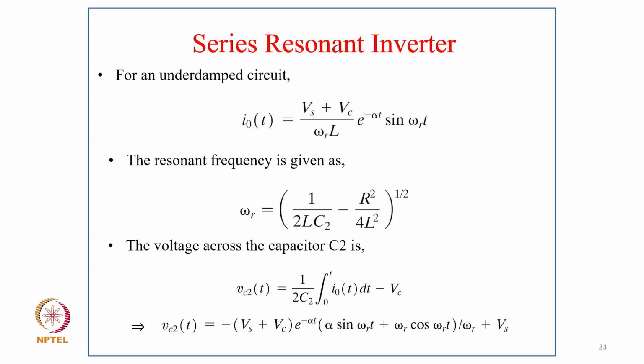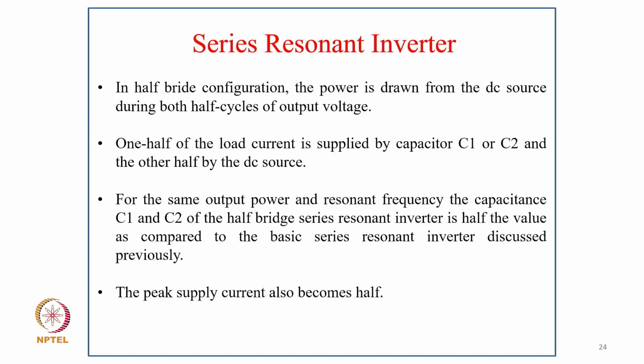For an underdamped circuit, I0 equal to (Vs plus Vc) upon omega R L, e to power minus alpha t, sin omega R t, and the resonant frequency is omega R equal to under root of (1 upon 2 L C2 minus R square upon 4 L square), and the voltage across the capacitor C2 is Vc2 equal to 1 upon C2 integral 0 to t I0 dt minus Vc, and that Vc2 equal to minus (Vs plus Vc) e to power minus alpha t in bracket (alpha sin omega t plus omega R cos omega t) divided by omega R, plus Vs.